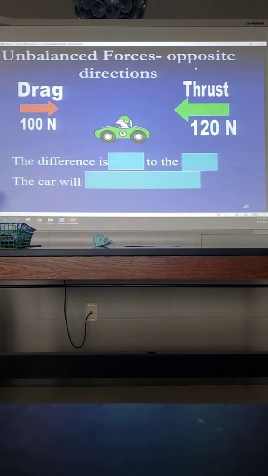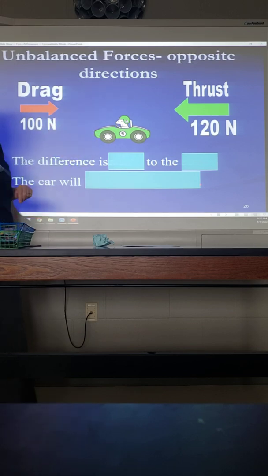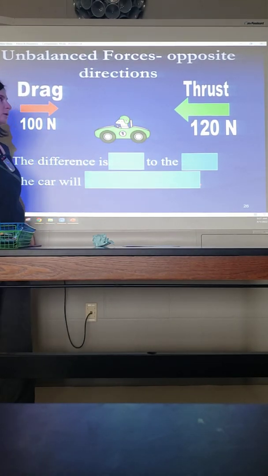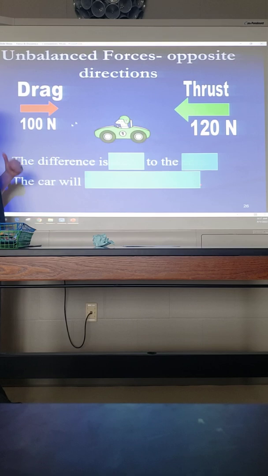Okay, so unbalanced forces, but opposite directions now. Before they were going in the same direction, so they combine. Now they're going to be going in opposite directions. You subtract them. So if we have drag, which is air resistance, which is a friction we know will always work in the opposite direction. So if we have 100 newtons to the right, another name for applied force is thrust, if you're talking about engines and motors, and the applied force is 120 newtons to the left, the difference is going to be 20 newtons, and you go with the direction that's stronger. So 120 is bigger, so it makes it left.